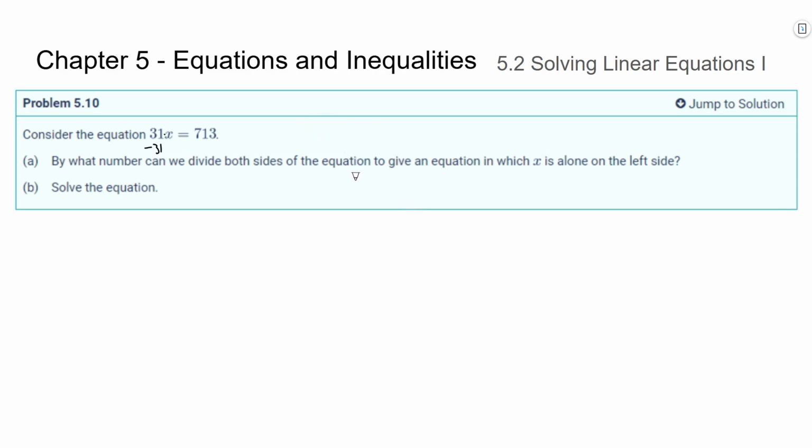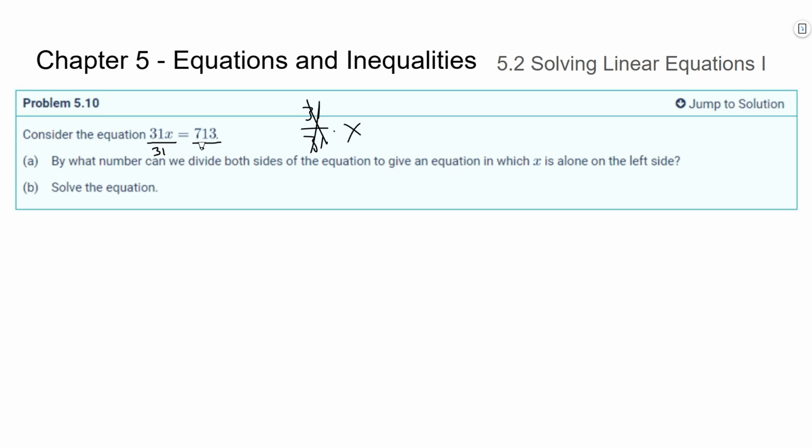So how do we undo multiplication? Well, we can do that with division. And if this is 31 times x, in order to get x by itself, we would have to divide by 31. Because if you remember back from our fractions, if we did something like 31x over 31, well, we could split that up into 31 over 31 times x. And this is just 1, right? So we'd be left with just x. So that's what we're going to do. But if we do it to one side, we have to do it to the other side.